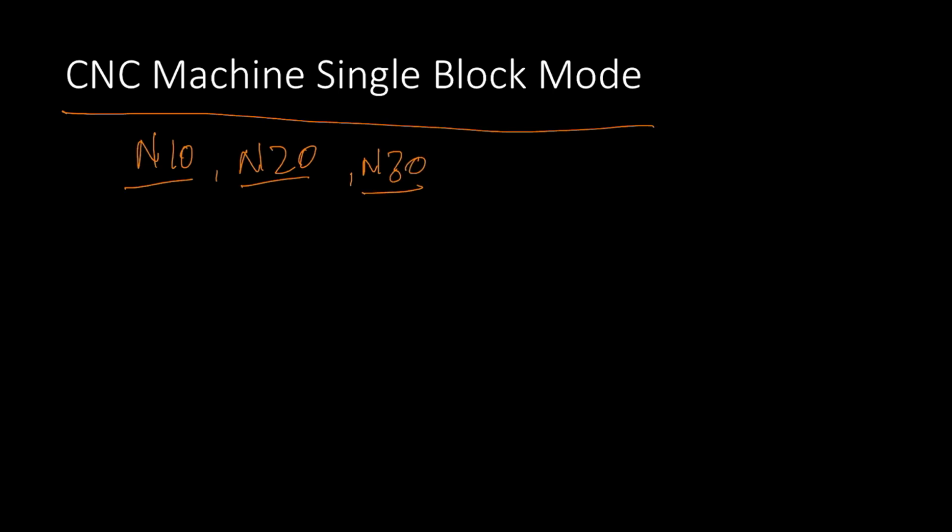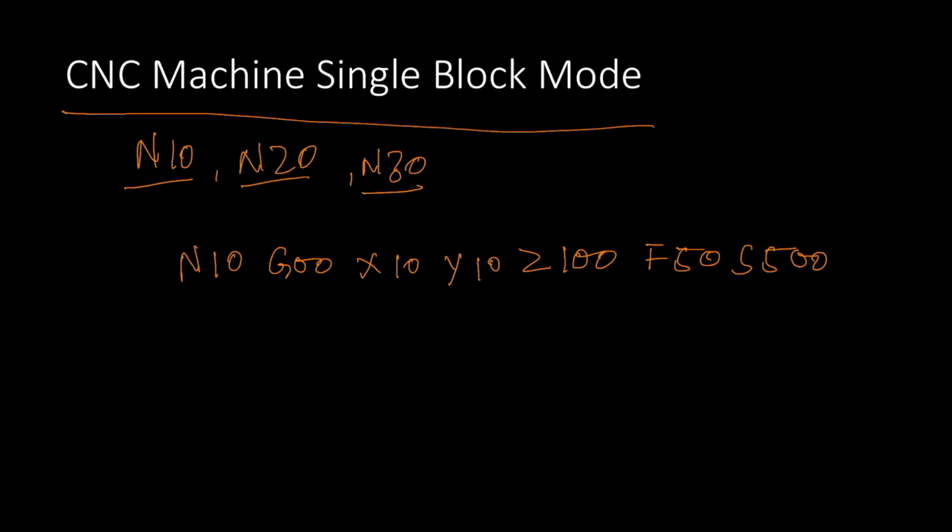In a CNC machine, a single block looks like N10 G00 X10 Y10 Z100 F50 S500. This is a single block of the CNC code.